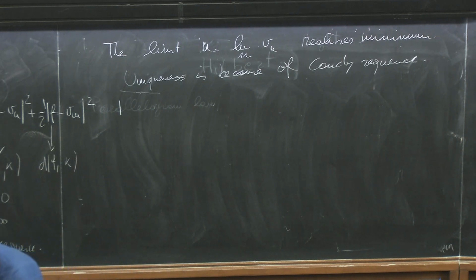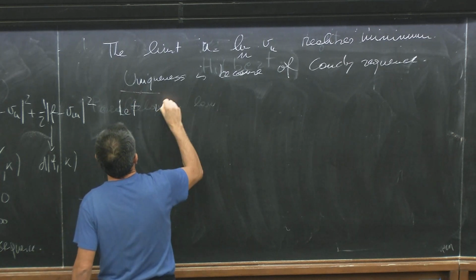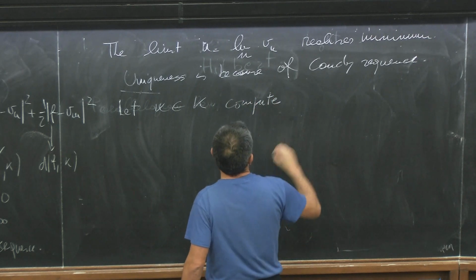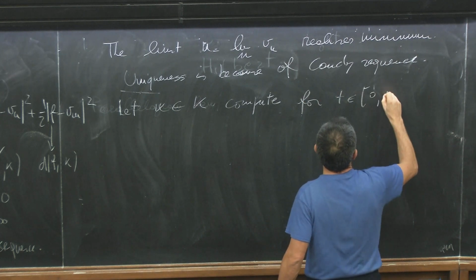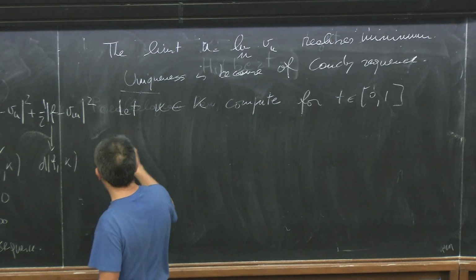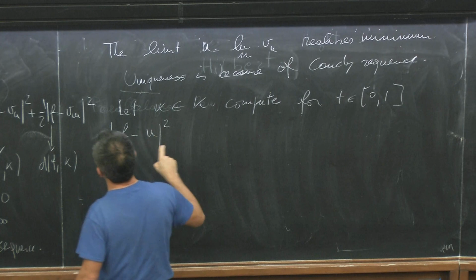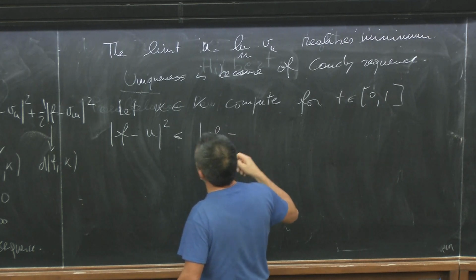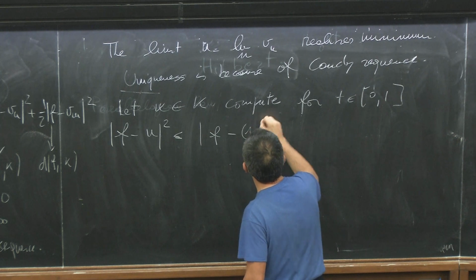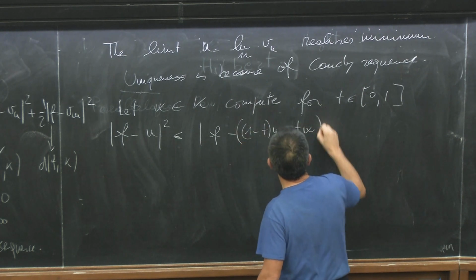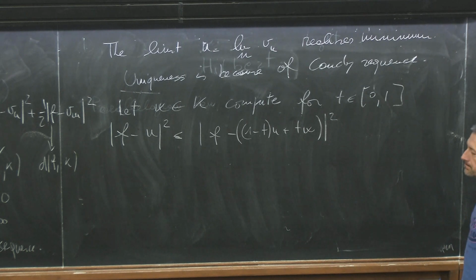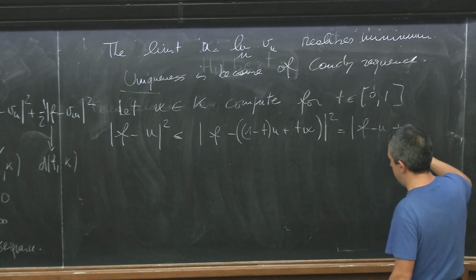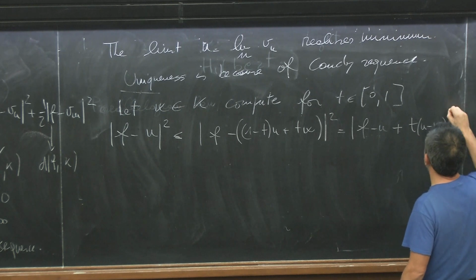So let's see the characterization. Take W in K and compute, for t in (0, 1). By definition, F minus my projection U squared is the minimum, so it is less or equal than F minus, well, it is convex, so (1 minus t)U plus tW, squared, which is the norm of F minus U plus t(U minus W), squared.